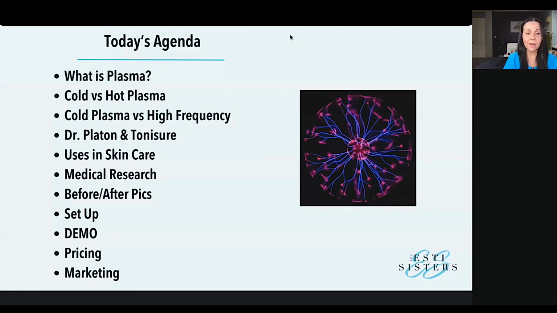So we want to make sure you guys understand the difference between the two modalities. We're going to talk a little bit about the difference between DrPlaton and the Tanisher cold plasma device, uses in skincare. We're going to cover just a small amount of medical research in using cold plasma. We're going to show you some before and after pics with some of our clients. And then we're going to switch to a demo mode where I'm going to show you guys how to set up your device, and we're going to do a full demonstration. My daughter is going to be our model tonight. And then we're going to talk about pricing and marketing of the cold plasma treatments, in particular with the DrPlaton.